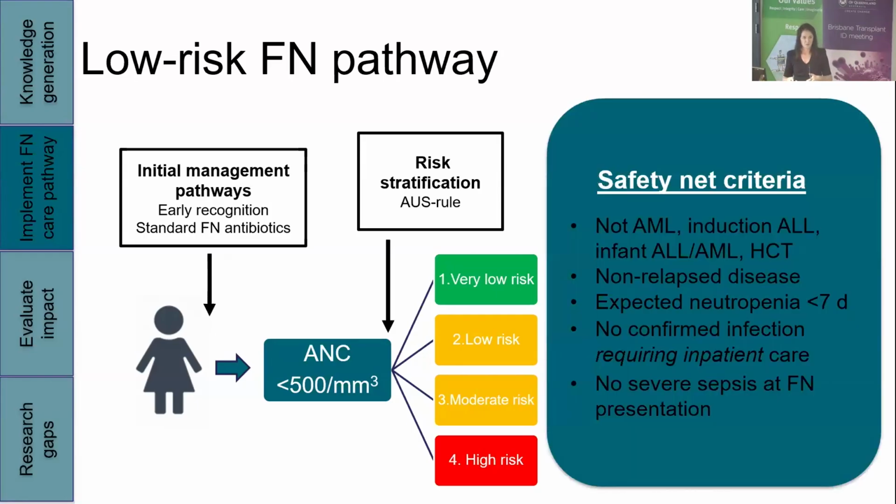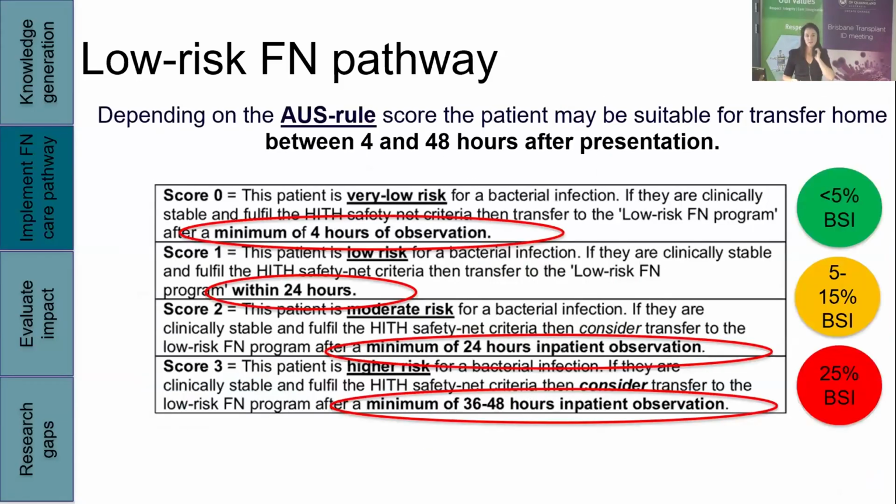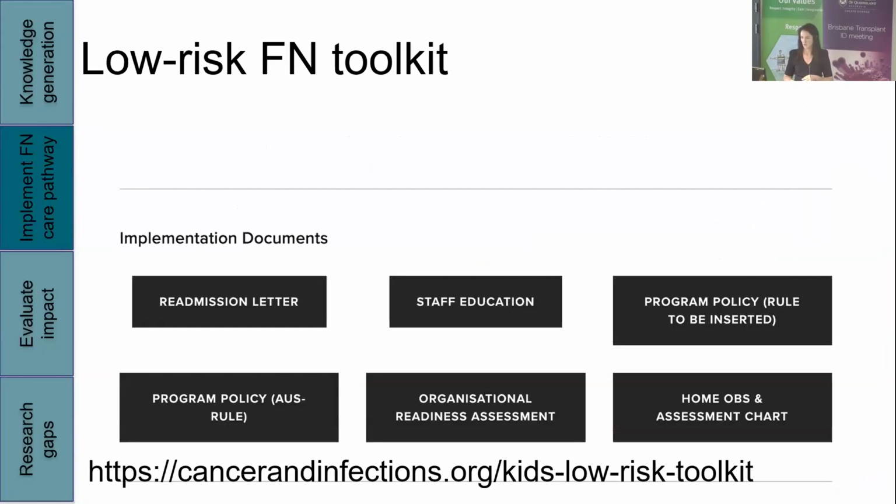Because the rules don't perform perfectly, and certainly far from it, we added in this additional safety net criteria. Intuitively, patients that had severe sepsis when they came in but might have scored a 0 or a 1 wouldn't be eligible to go home. They didn't have an infection requiring inpatient care, kind of obvious things, but additional things: they weren't in induction ALL, or they didn't have relapse or uncontrolled disease. And based on the scoring system and correlating it with their rates of bloodstream infection, we developed some recommendations about the minimum duration of hospital stay before they were eligible to go home.